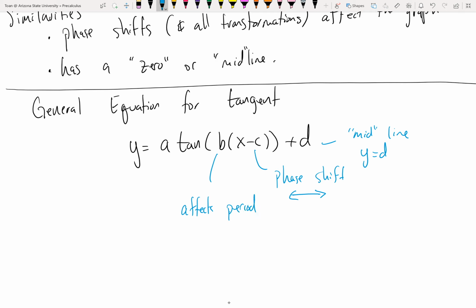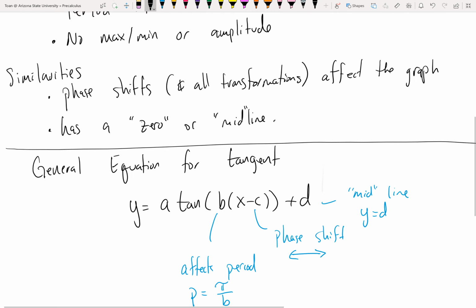Now for sines and cosines, it was 2 pi. The formula is 2 pi over b. But since this is a tangent function, it's only going to be 1 pi over b. That's something you need to remember. Now what does A do? Well, since we don't have an amplitude, it's sort of hard to pinpoint what A does.